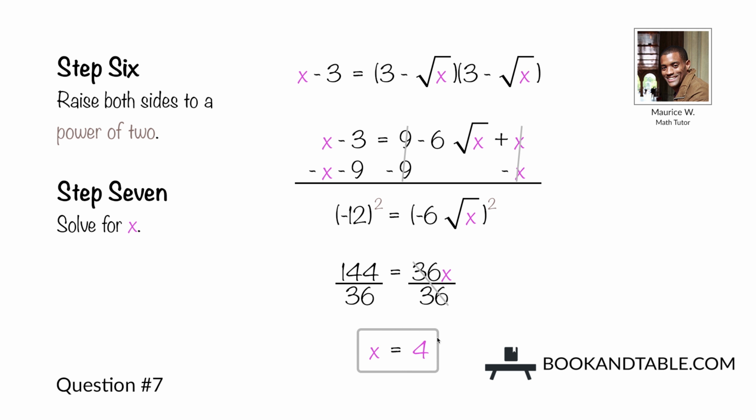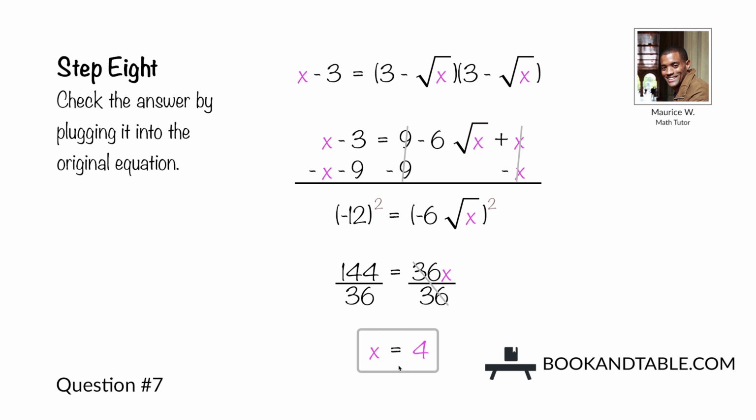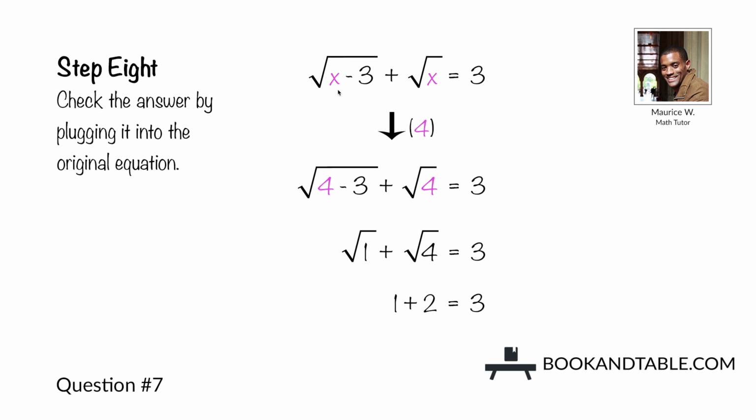And now step 8, we'll check the answer by plugging it into the original equation. The square root of x minus 3 plus the square root of x is equal to 3. Plug in 4 in both places where you see x. 4 minus 3 is equal to 1. The square root of 1 is equal to 1. 1 plus the square root of 4 is equal to 2. 1 plus 2 is equal to 3. And since the left equals the right, that proves that x does equal 4.